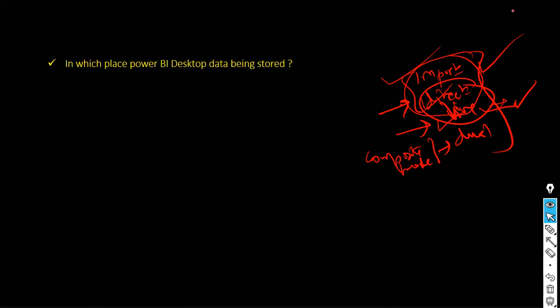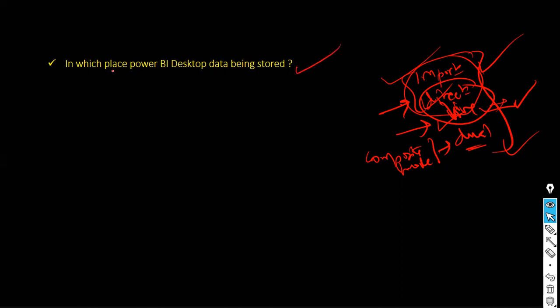We cannot say always import is better. We cannot say always direct is better. We cannot say always live is better. Okay, and we have something else called the composite mode. In the case of composite mode, it will cache the data wherever it is required, or it generates the query. It works in dual mode. As the name suggests, it is either direct query mode or the import mode.